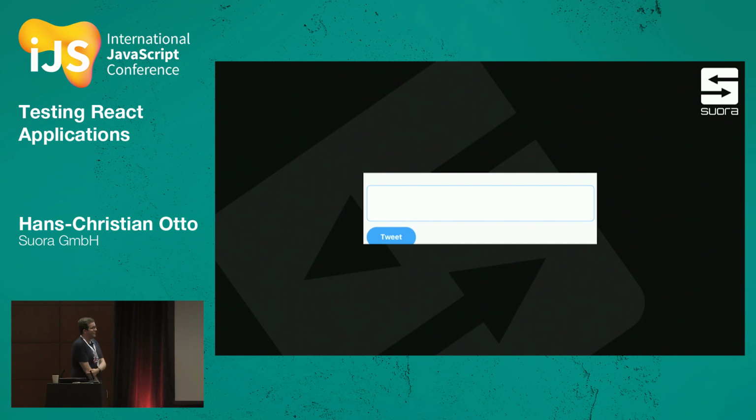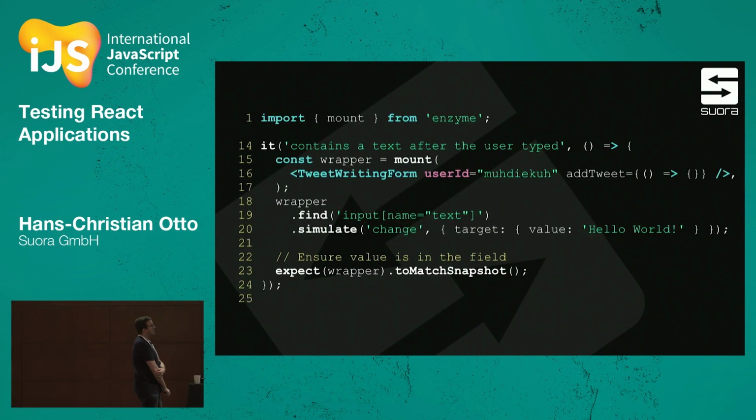Then we also have the component for writing new tweets. And I have an example on how that could look. I skipped the code of the component here because it doesn't really matter. The important part is we give that component a user ID, which is currently my name, and some function that should be called the moment that a new tweet was added.